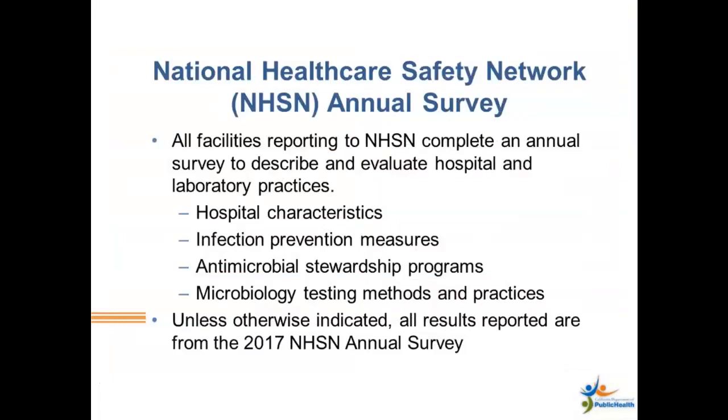To begin with, I'll just talk a little bit about the data source that I'll be using today for the first half of this presentation. The National Healthcare Safety Network NHSN Annual Survey is something that all facilities reporting to NHSN, which is pretty much all facilities, complete annually to describe and evaluate hospital and laboratory practices. These include basic hospital characteristics like bed size, infection prevention measures, such as the use of contact precautions in certain situations, elements of antimicrobial stewardship programs, and of course, the main topic today, clinical microbiology testing methods and practices. Unless otherwise indicated in today's presentation, all reports are from the 2017 NHSN Annual Survey.